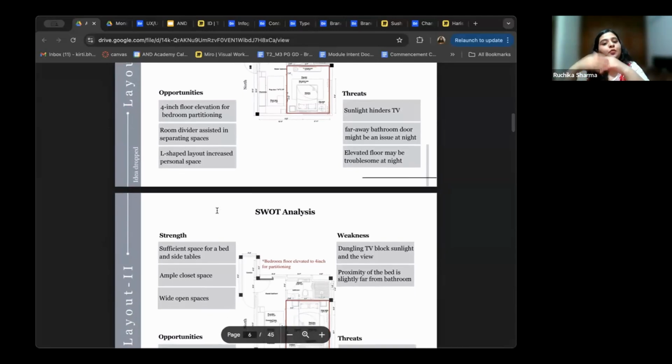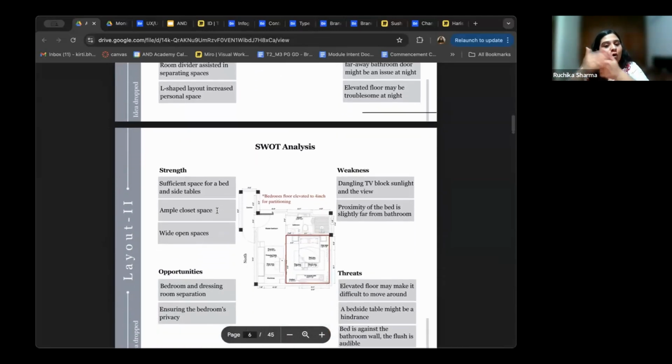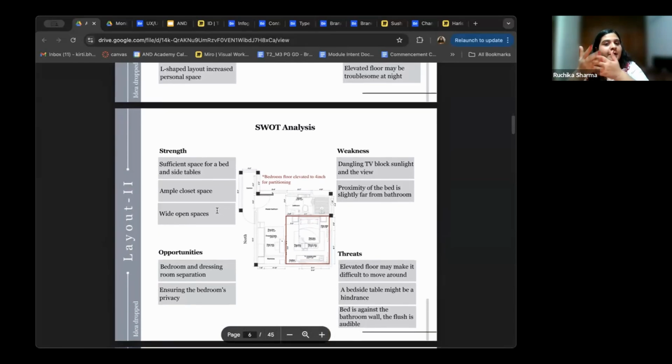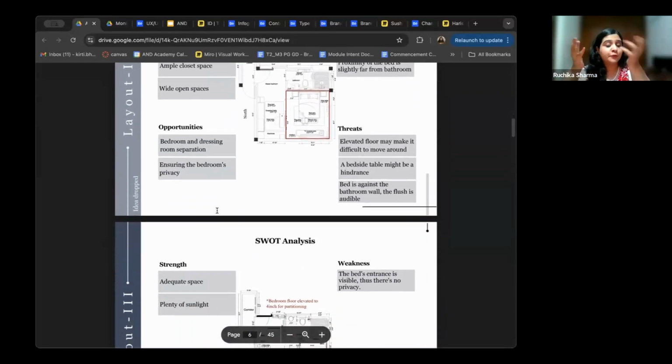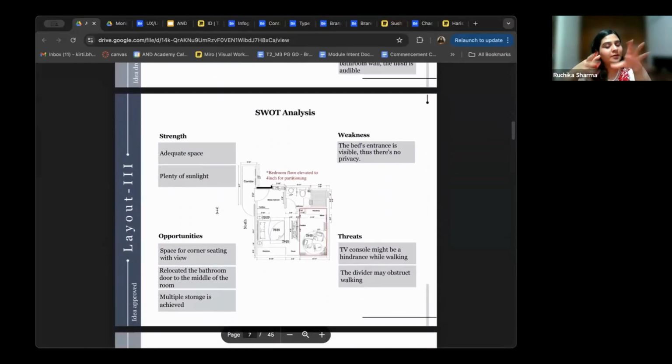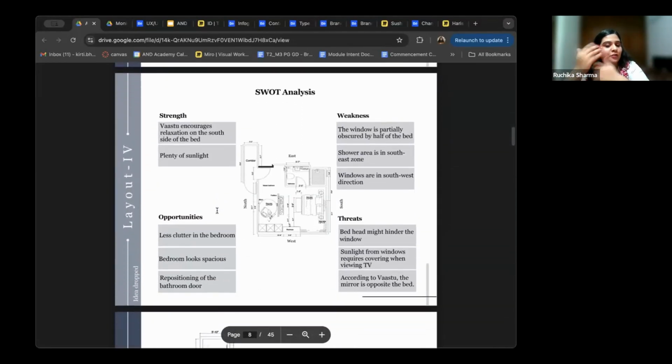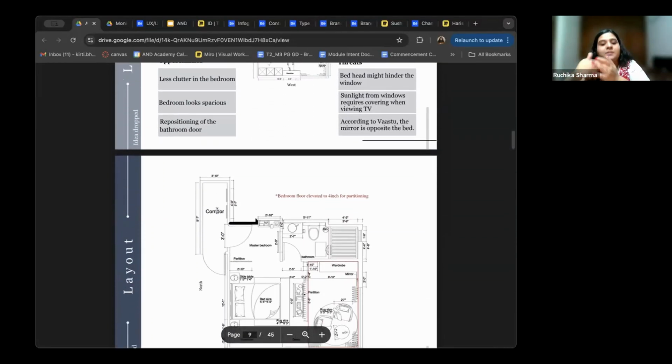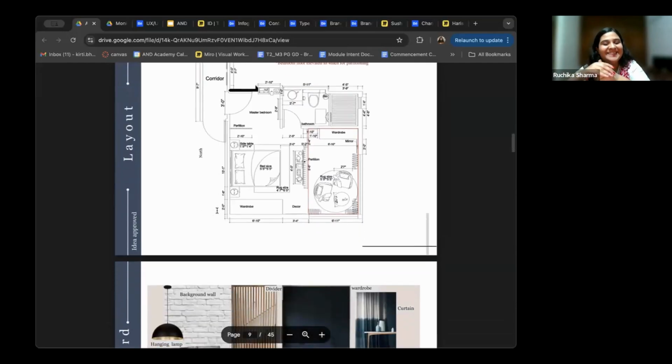So they try to figure out what exactly is the optimized layout that a client would want, or what is the best that would suit the client. For this, they conduct the SWOT analysis. So, multiple iterations of the layouts also. And we can keep going.